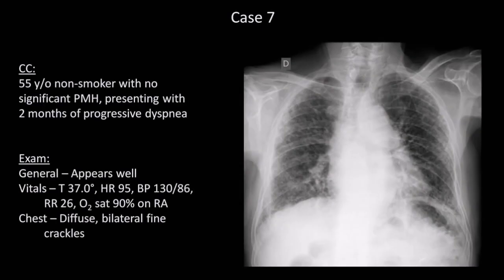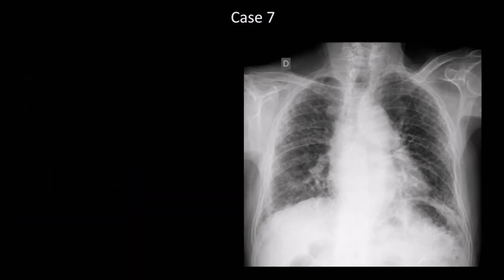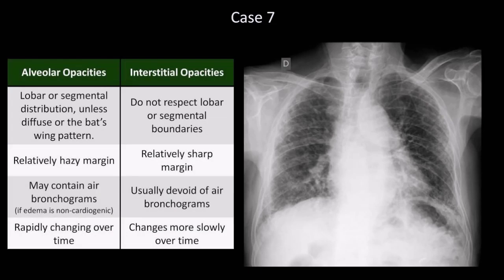Case 7. A 55-year-old non-smoker with no significant past medical history presents with 2 months of progressive dyspnea. There's a diffuse lung process present, slightly more prominent on the patient's right side. Is this an alveolar process or an interstitial process? Here's a chart from Lesson 7 to help distinguish those two possibilities.